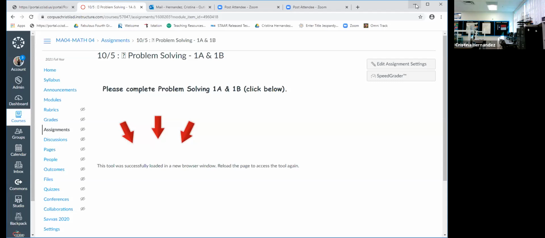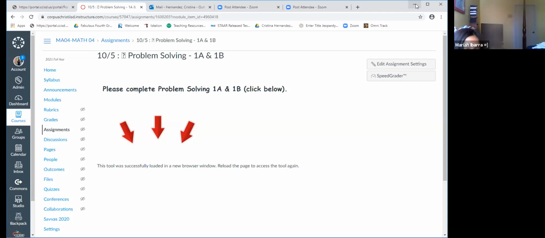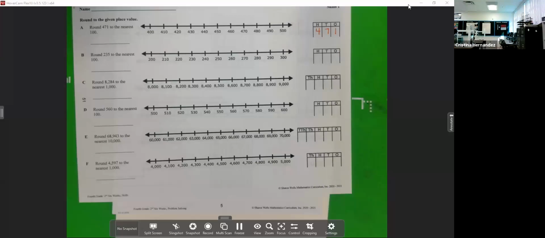So first of all, we're going to put it in our place value chart, 471. Hernandez, are you sharing your screen? Because all I see is... No, I don't think I was. Now I am. I need to figure out this screen too.